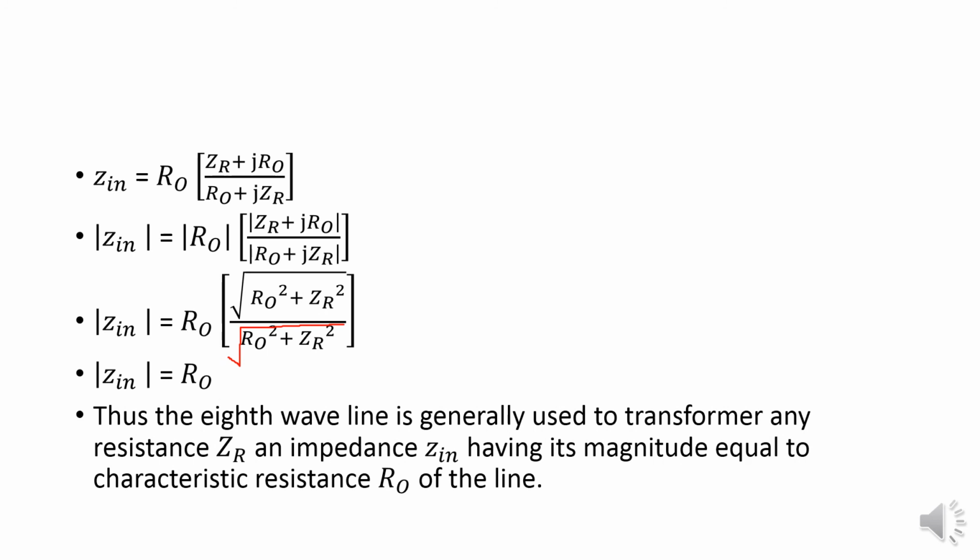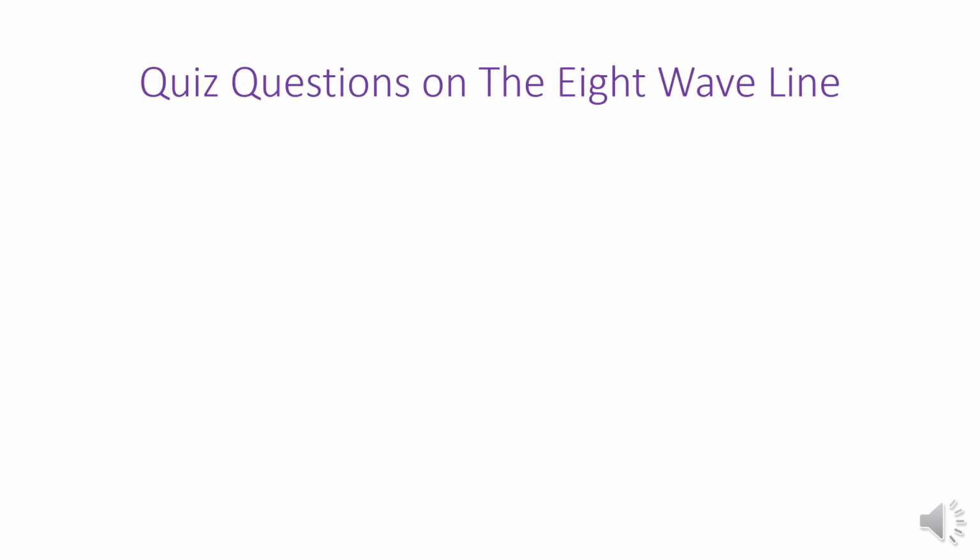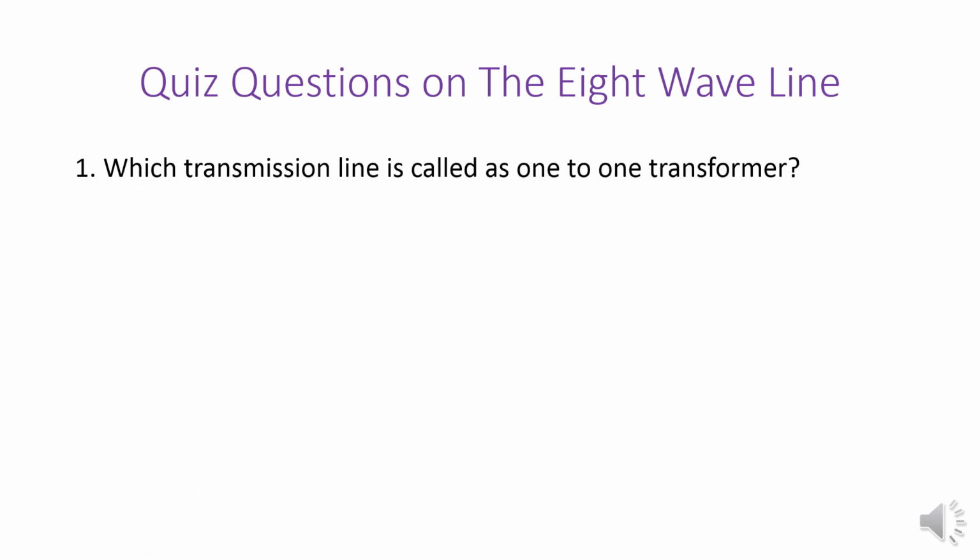Thus the 8th wave line is commonly used to transform any resistance ZR to an impedance Z in having its magnitude equal to the characteristic resistance R naught of the transmission line. Based on the 8th wave line, which transmission line is called a 1-to-1 transformer?